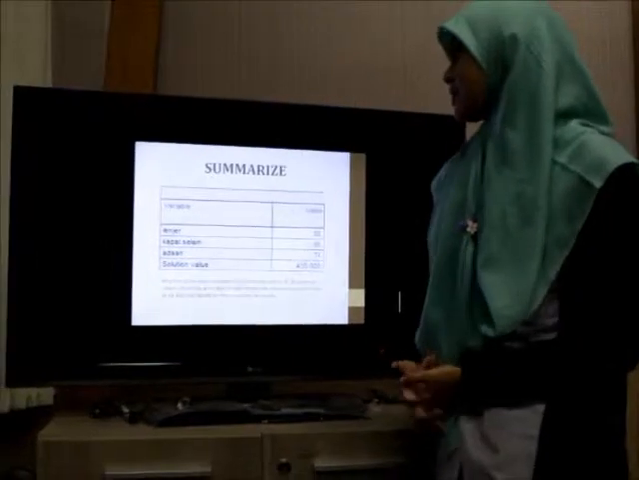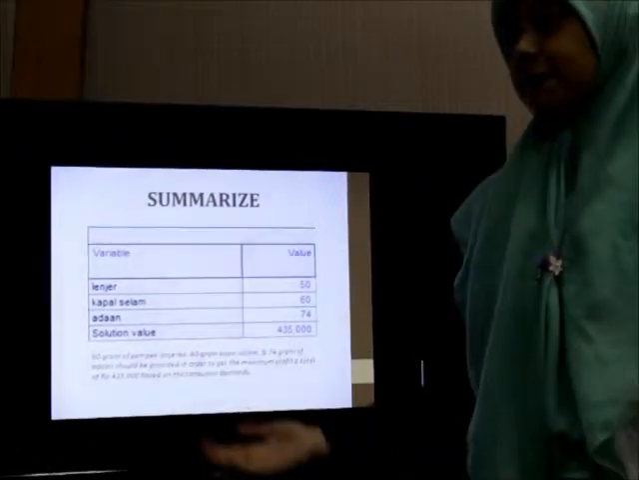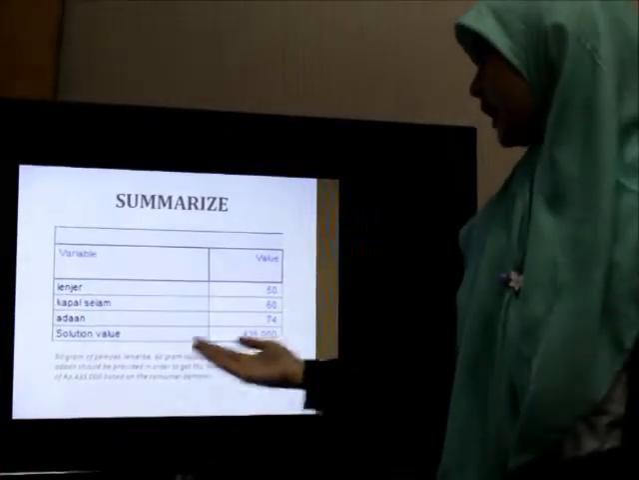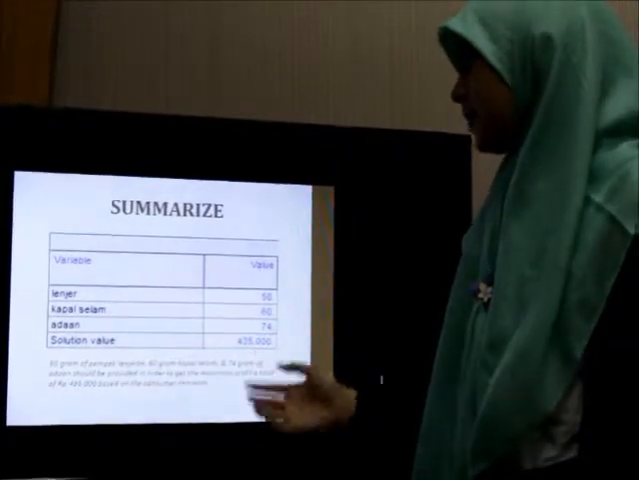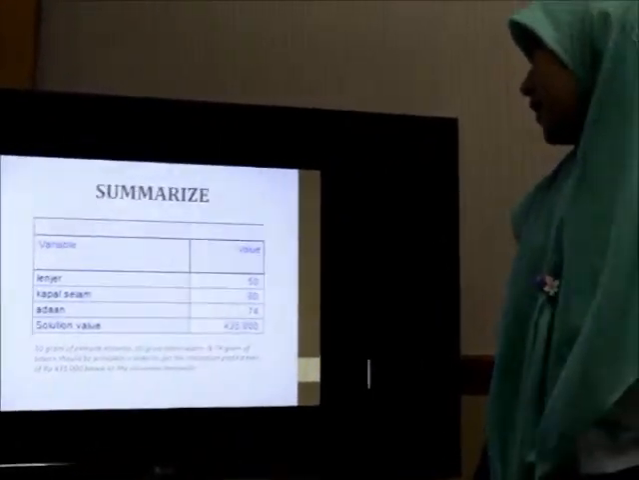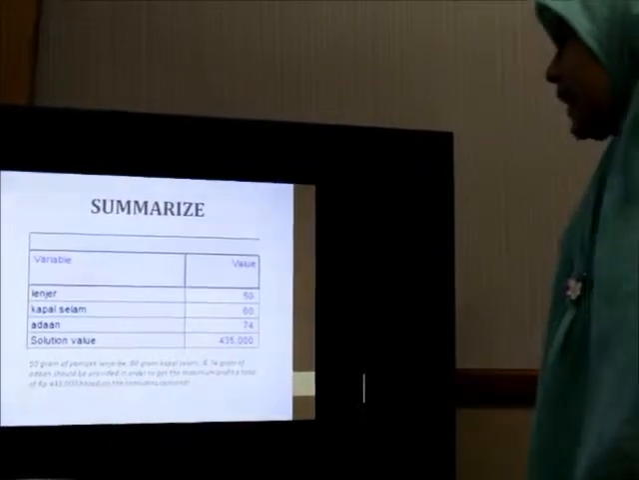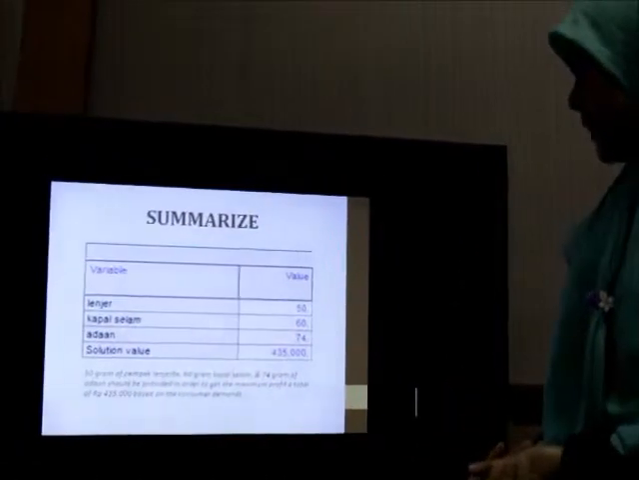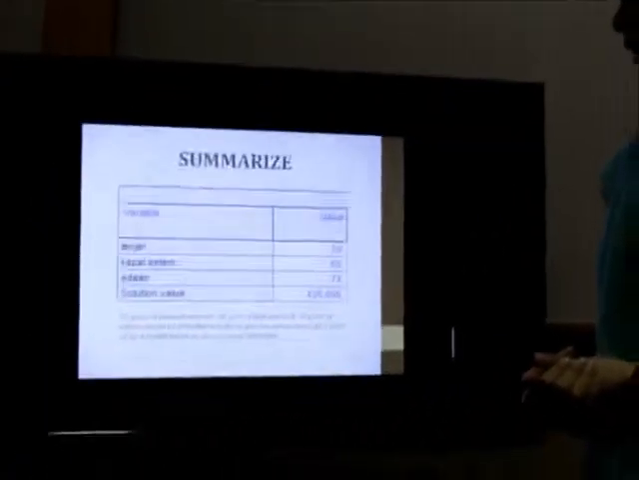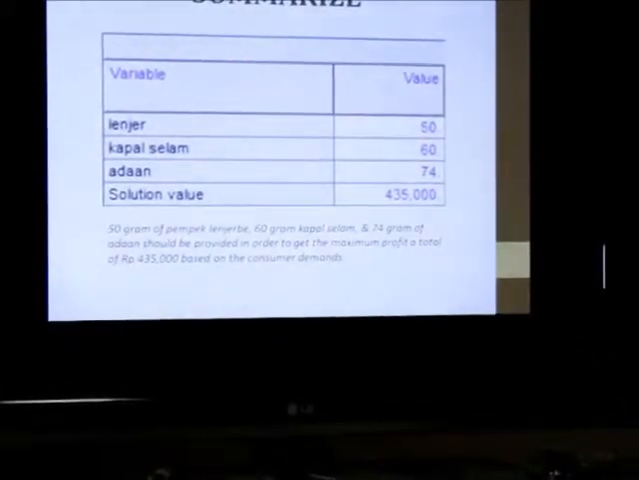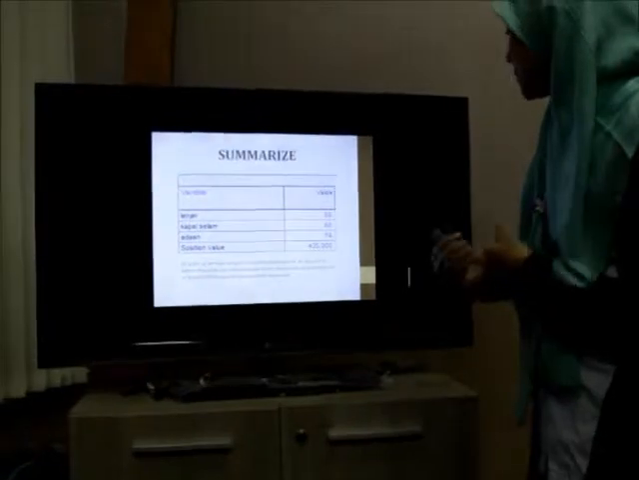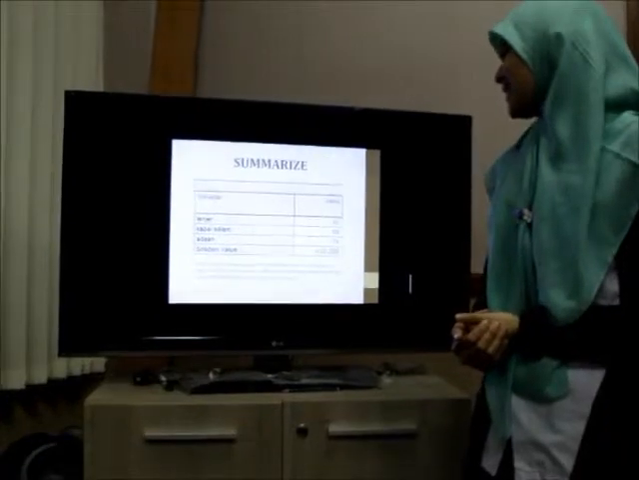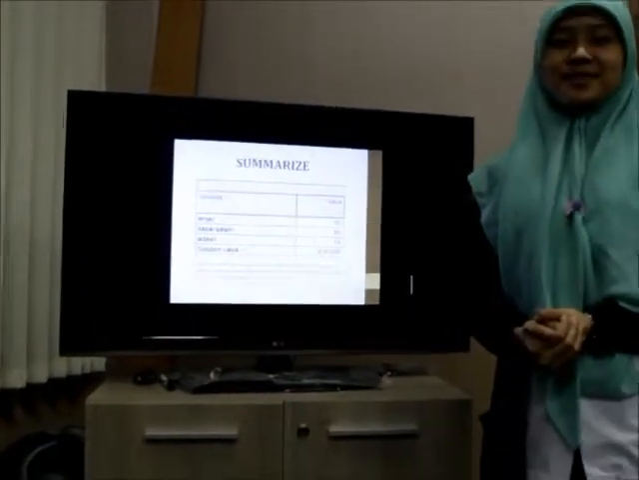And this is our summary. We get that the lenjer that has to be provided is 50, kapal selam is 60, and adaan is 75. So 50 of pempek lenjer, 60 of kapal selam, and 75 of adaan should be provided in order to reach the goal and get the maximum profit, a total of 535,000 based on the customer demands.